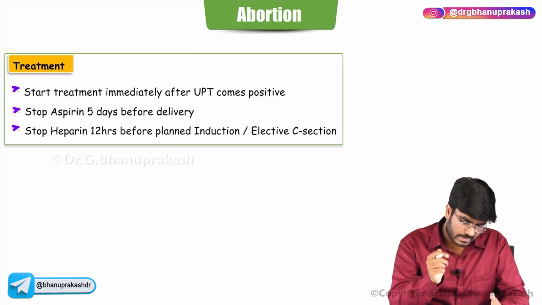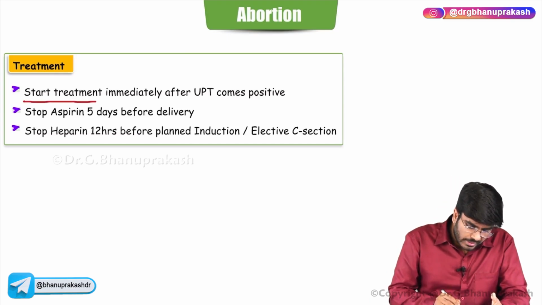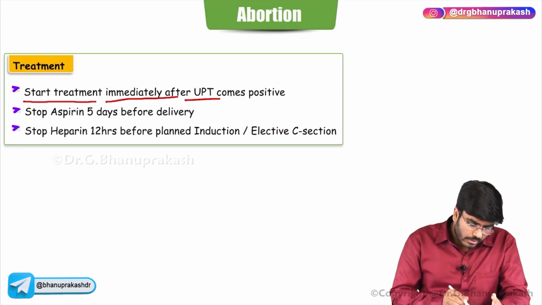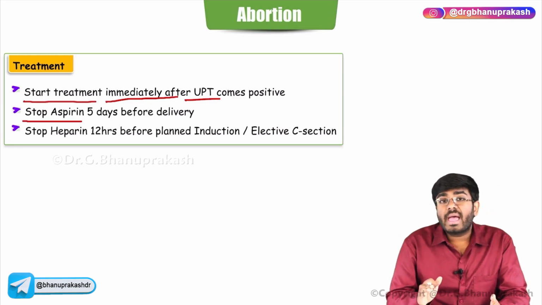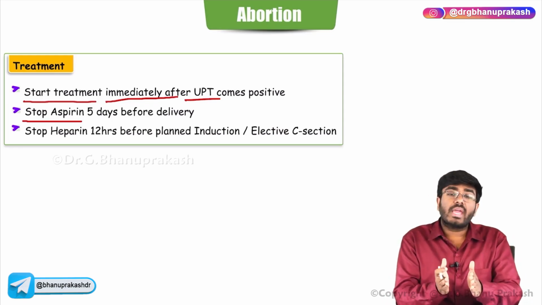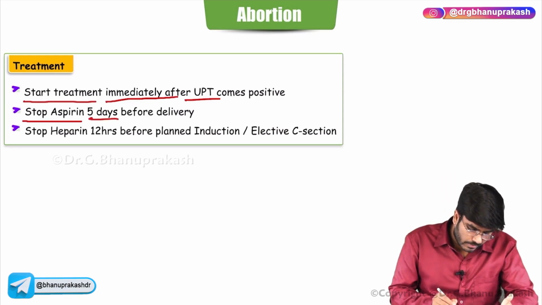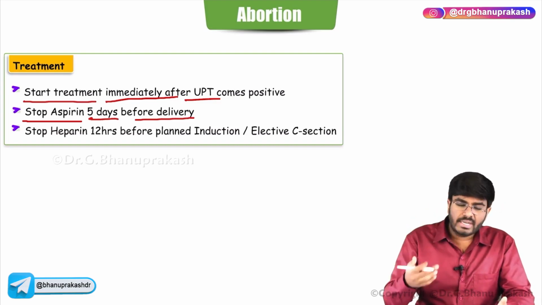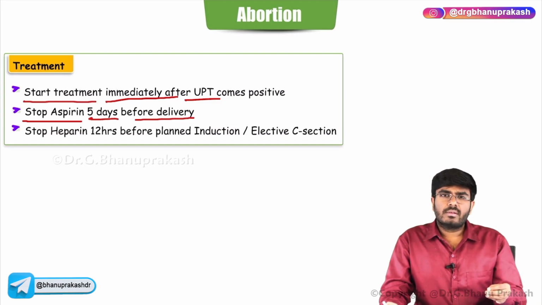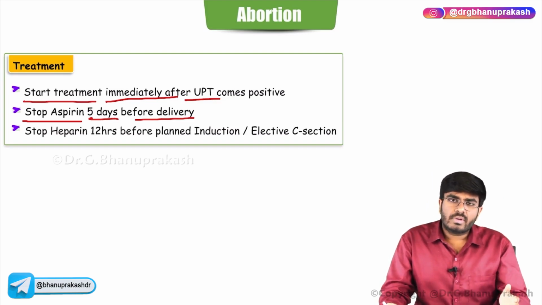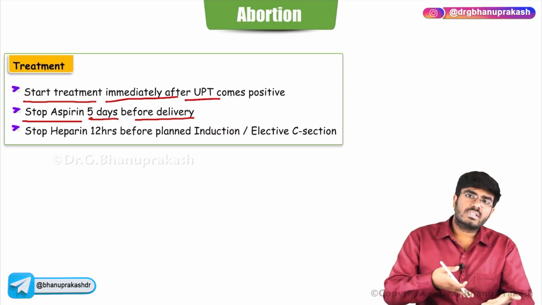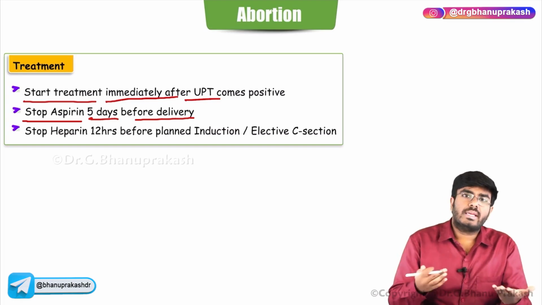From when do we have to start this? Start treatment immediately after pregnancy is confirmed by urine pregnancy test. You have to stop the aspirin 5 days before delivery, otherwise she will bleed and she will die. Why? Because aspirin is a blood thinner, which doesn't allow the platelets to aggregate and doesn't allow the blood to clot. So if you do the C-section with aspirin, she will die, right?